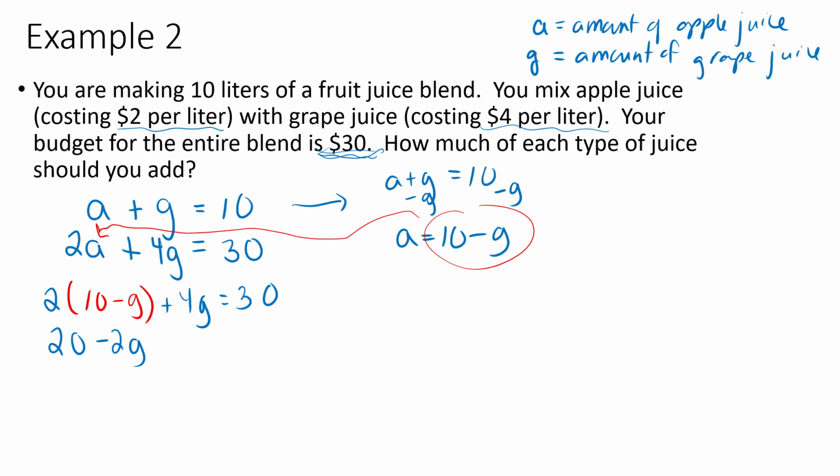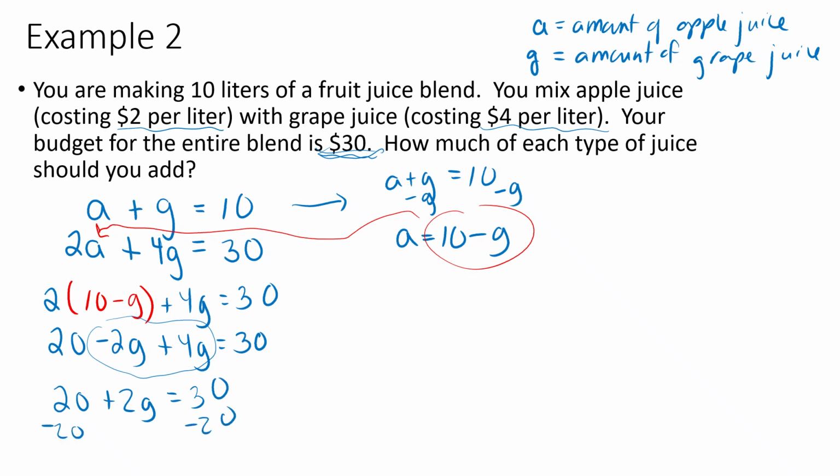So 20 minus 2G plus 4G equals 30. Negative 2G plus 4G is 2G. We're going to go ahead and subtract 20 from both sides.